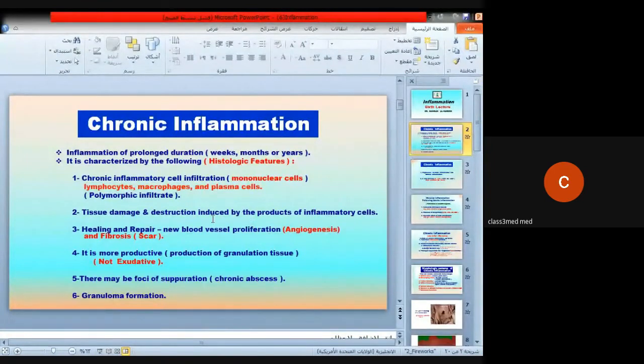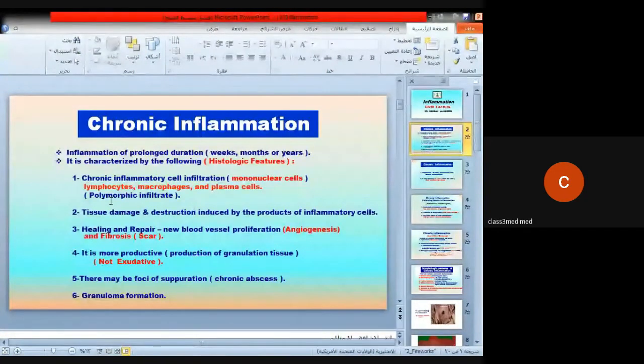Why mononuclear cells? Because they have a single nucleus. The neutrophil's nucleus is lobulated. Single nucleus, so it is called a mononuclear cell. The chronic inflammatory cells are mononuclear cells: lymphocytes, macrophages, and plasma cells.